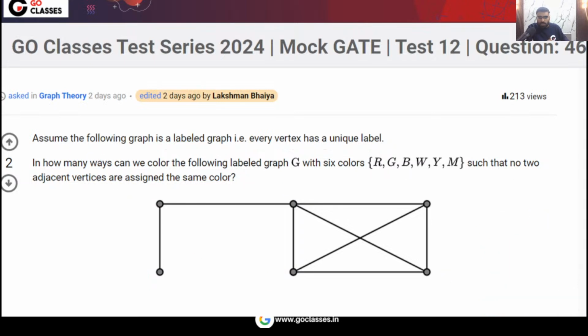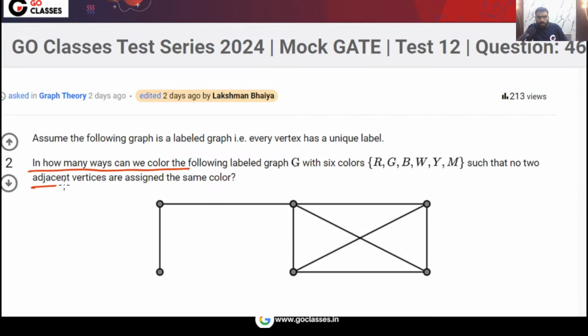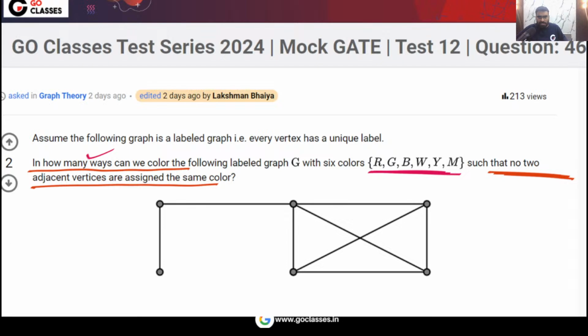The question is actually asking how many ways there are to color this without giving the same color to adjacent vertices. No two adjacent vertices can have the same color. In how many ways can you color it with these 6 colors? 6 colors are given to you. This is what the question is asking.